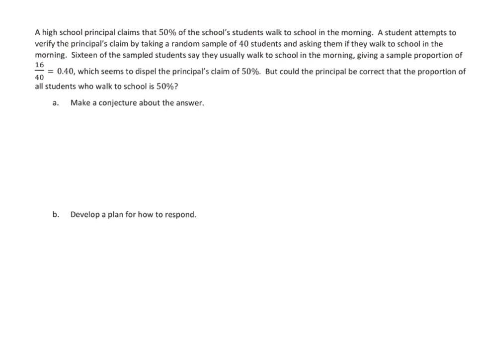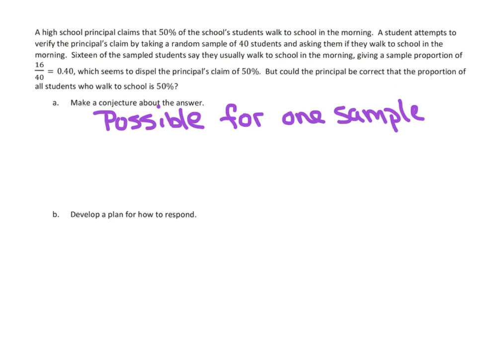Shouldn't these numbers match up? Well, could the principal be correct that the proportion of all students who walk to school is actually 50%? So let's start with a conjecture. Do we think we definitively disproved the principal's claim? Well, not exactly. Certainly, it is possible for one sample to have a proportion of 40% or 0.4.